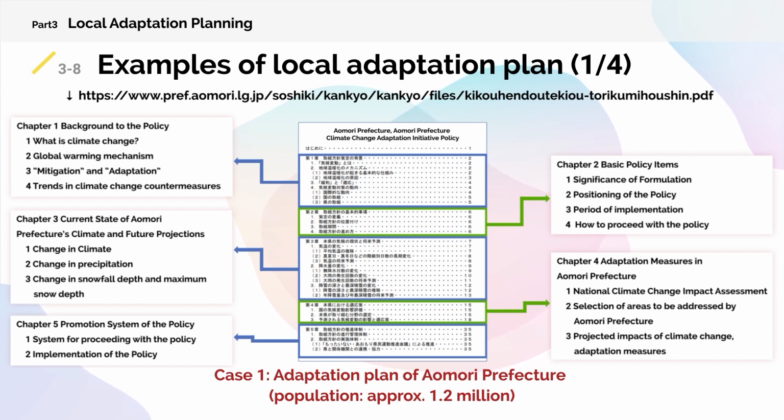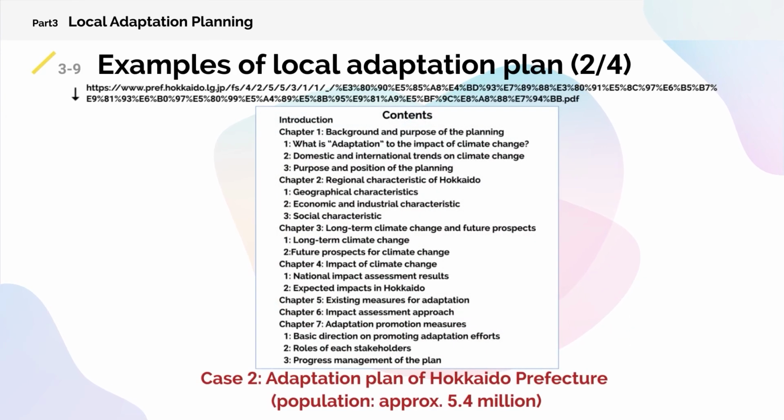Half the total 35-page plan lists the expected impacts of each area and item, as well as specific adaptation measures. Using this adaptation plan as a basis, the next slide will introduce some of the unique features of other local municipalities in Japan. Next is the example adaptation plan in Hokkaido, Japan.